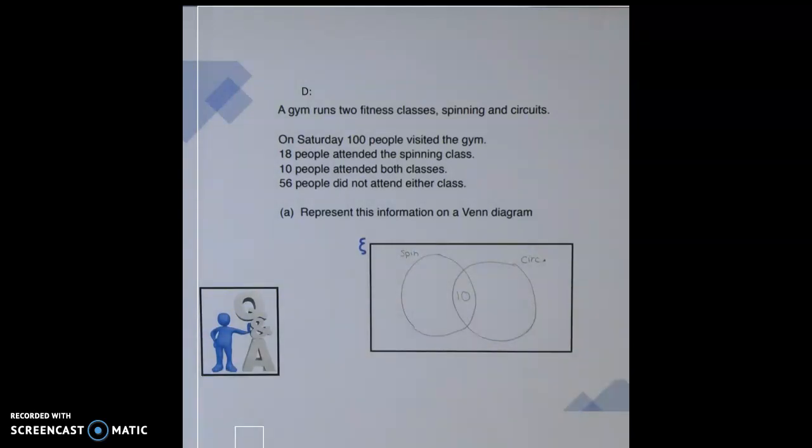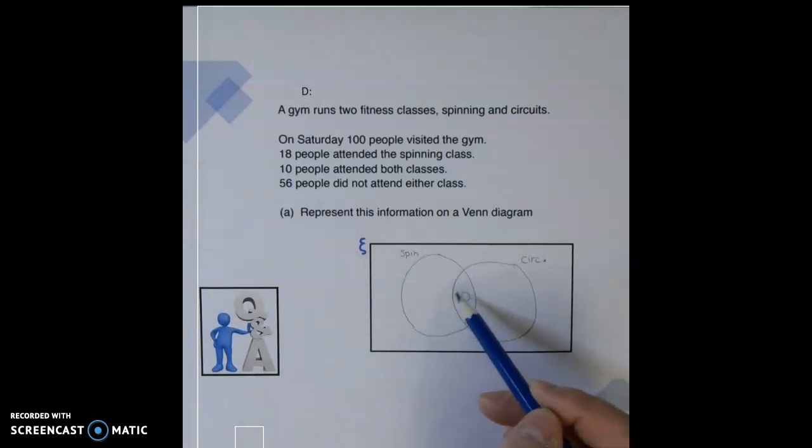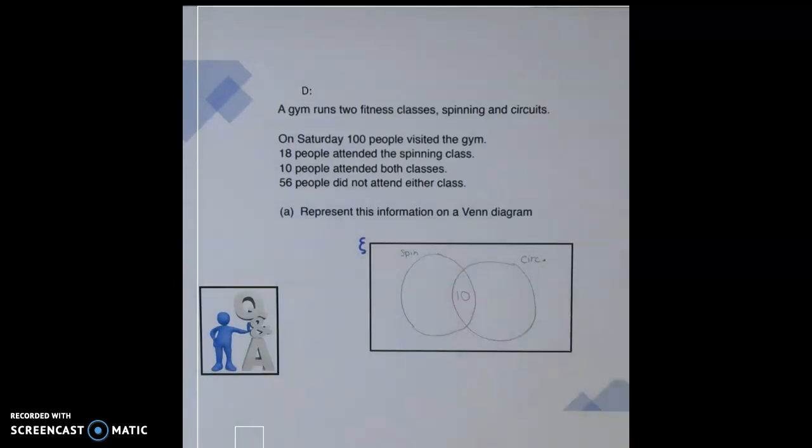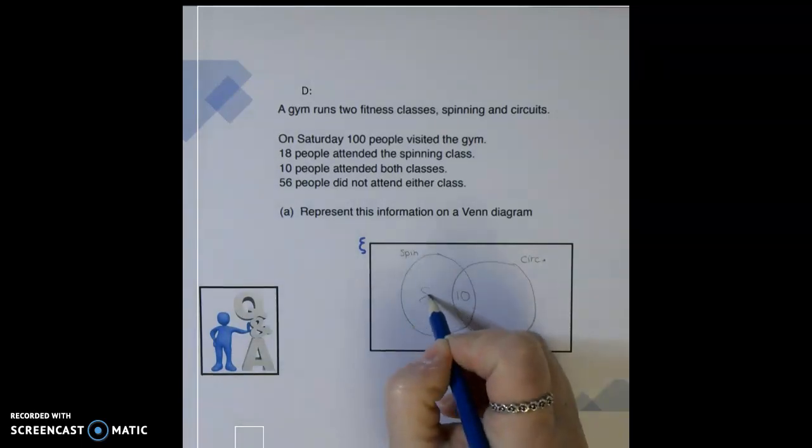So it says 18 people attend the spinning classes. Now it doesn't say 18 people attend the spinning classes only. So out of those 18 people, we already have 10 of them, because 10 people already attend the spinning classes and they attend the circuits. Now if it said 18 people attend the spinning classes only, so therefore they didn't do the circuits as well, then we would put the 18 in here. But because it's just that they do the spinning classes, this would be 8.